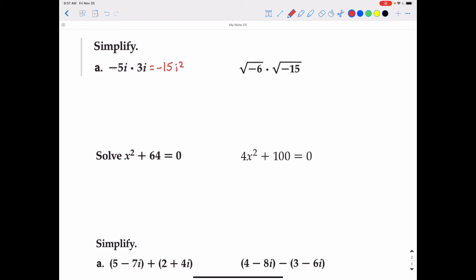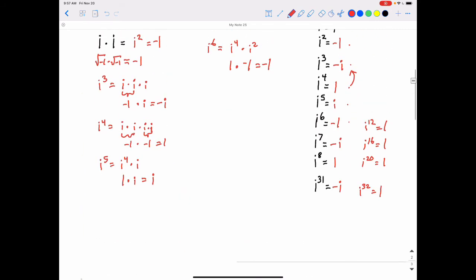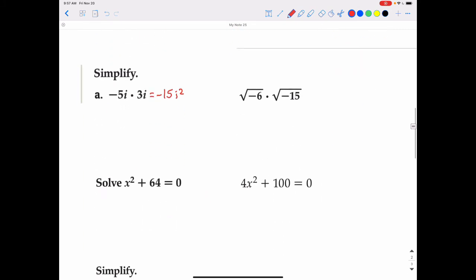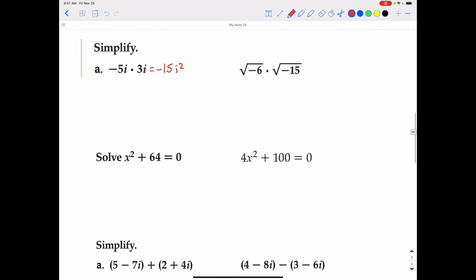However, we just learned that i squared equals -1, and you really should not leave any power of i in your answer because you can always simplify a power of i into one of those 4 numbers in the pattern. So I'm going to replace that i squared with a -1, and then -15 times -1 is +15. So -5i times 3i simplifies to just the whole number 15.